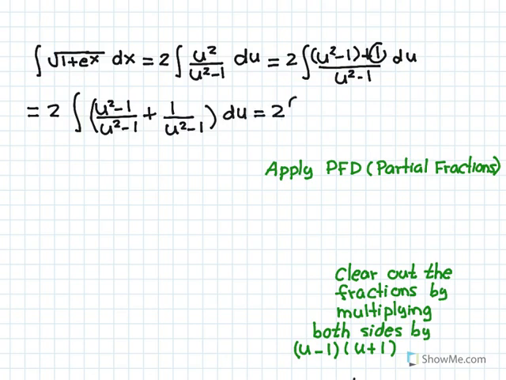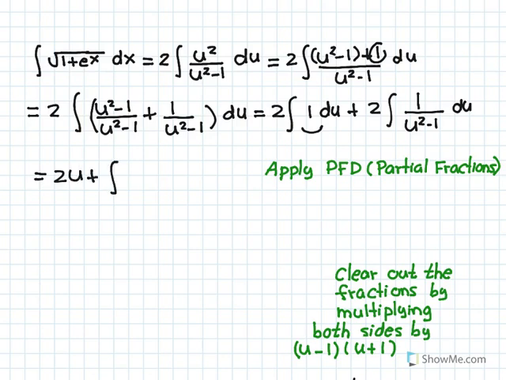That gives us 2 times the integral of 1 du plus 2 times the integral of 1 over u squared minus 1 du. We're splitting off the integrals at the same time. Now the first integral we can easily solve just by reversing the power rule. So what's the antiderivative of 1? That's just u. So we get 2u plus the integral of 2 divided by u squared minus 1. So let's apply partial fraction decomposition to the integrand. So we have 2 divided by u squared minus 1.